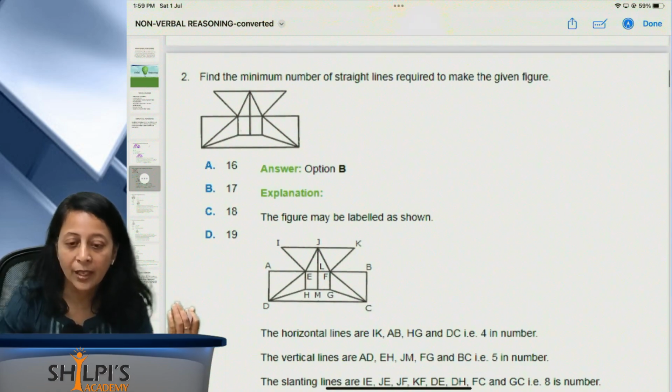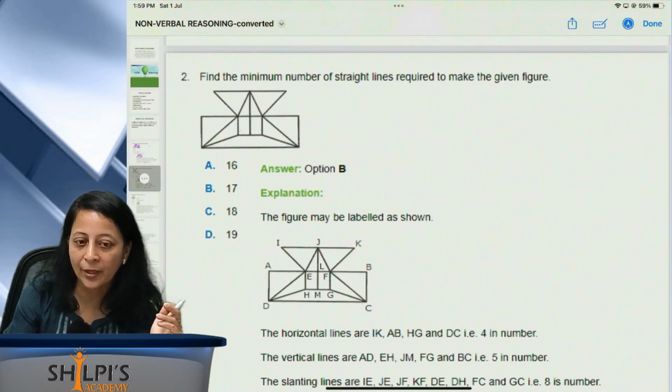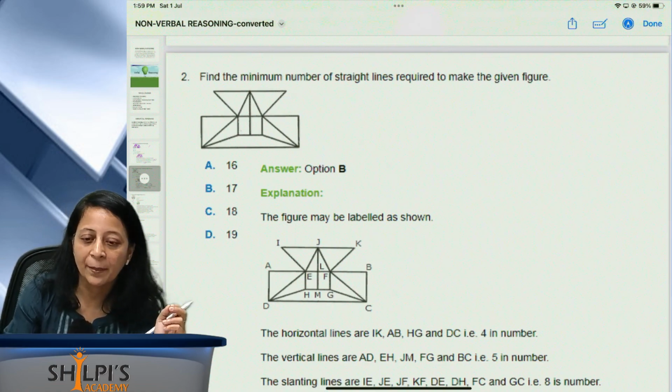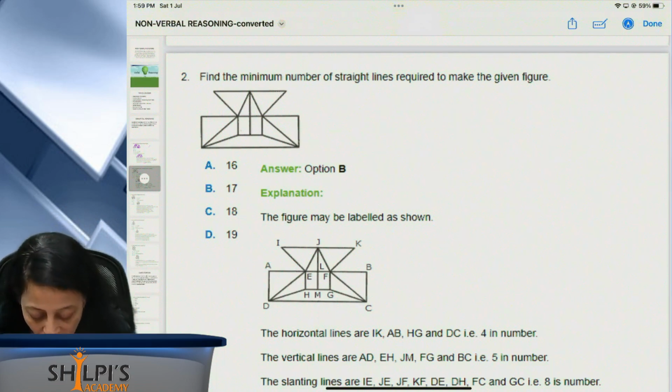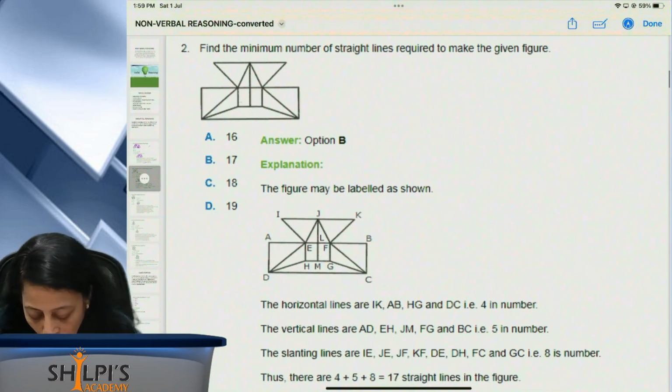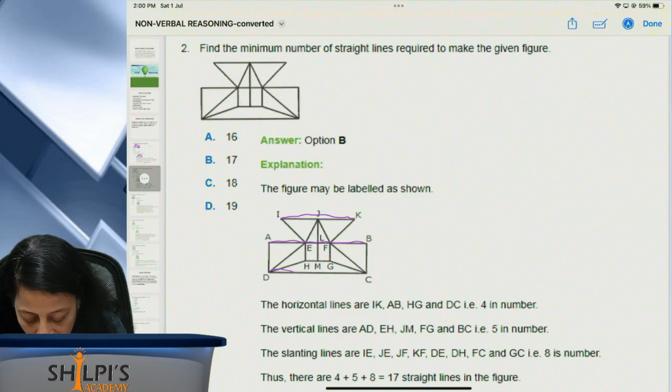Find the minimum number of straight lines required to make the given figure. You have to take only the straight lines. There are going to be a lot of straight lines. So what are the straight lines here? This is one straight line. A and B is a 2nd straight line, D and C is a straight line. Then here H and G is a straight line.